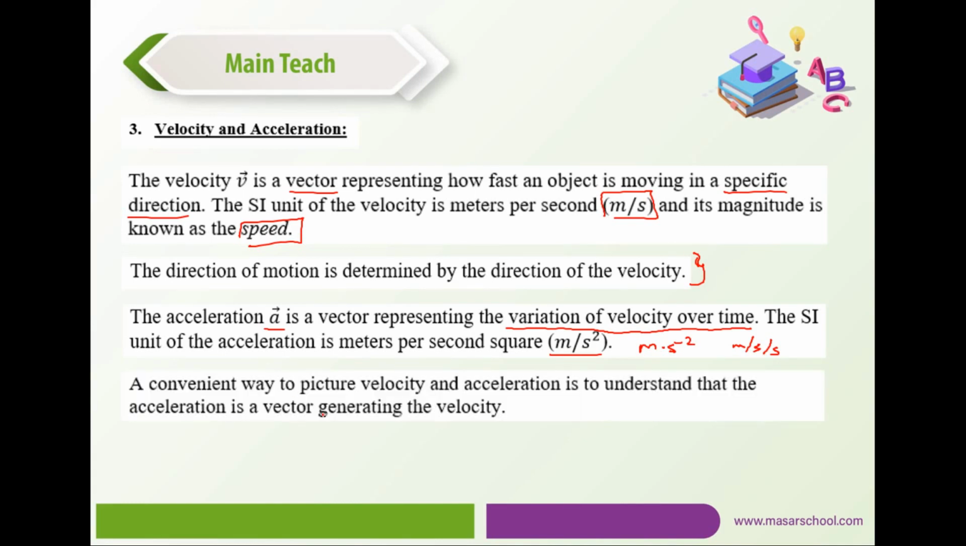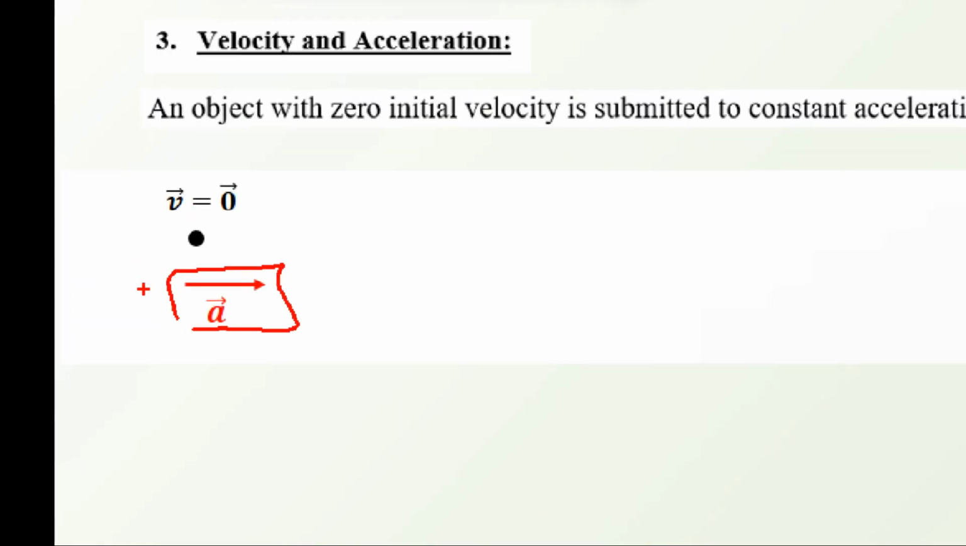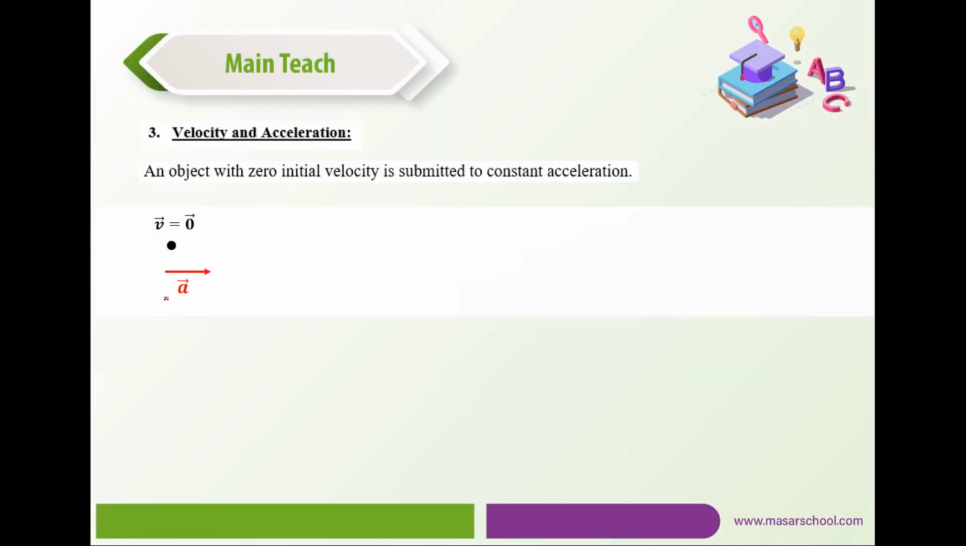Now, a convenient way to picture velocity and acceleration, for this reason I've represented them in the same section, is to understand that the acceleration is a vector generating the velocity. So basically the vector responsible for generating the velocity is the acceleration. Let's consider the following example. Suppose here at the starting point, we have an object which is initially at rest, so the initial velocity is 0, and is subjected to constant acceleration. We're going to notice that this vector, which is the acceleration, will start to produce velocity in the same direction.